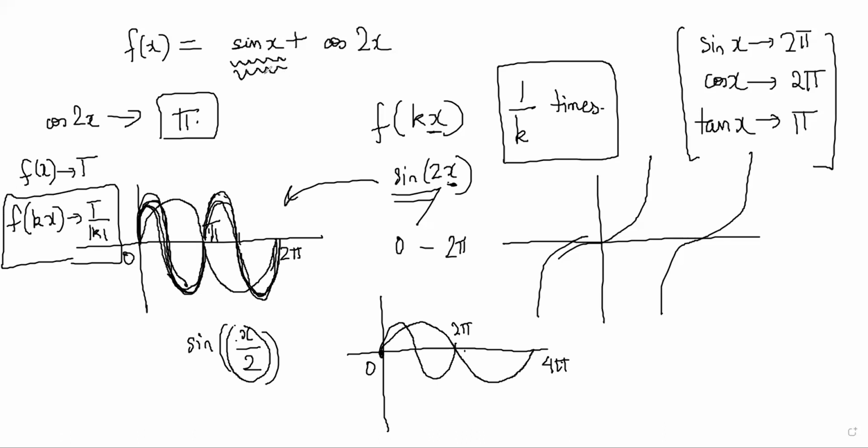Now I have a combination of two functions. One function has period 2 pi, one function has period pi. Whenever you have a combination of multiple functions, generally the LCM of the two will be the common period, because after an LCM, both will repeat at once. You cannot have just one of them repeat and not the other. You have to ensure that the entire thing repeats. So you have to take an LCM.